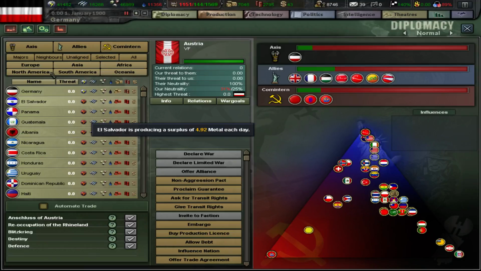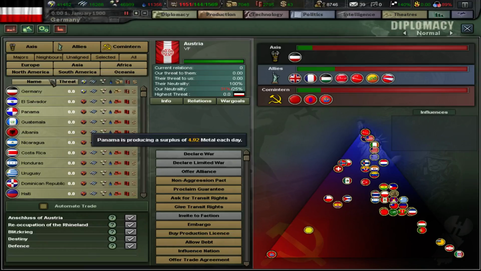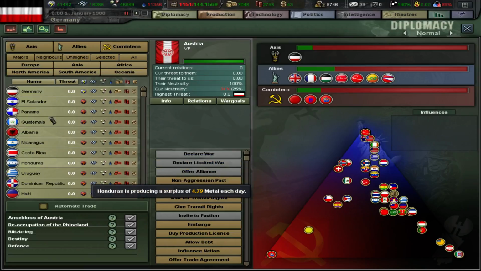So basically, we'll say 4 surplus, 4 metal. Usually what I do is I'll knock the number down. So if it's 4.92, I'll just say 4 for trade purposes. Give them a little bit of leeway. Then we have 4.92, 4.91, 4, 4, 4, 4. Usually I only deal with whatever's showing.